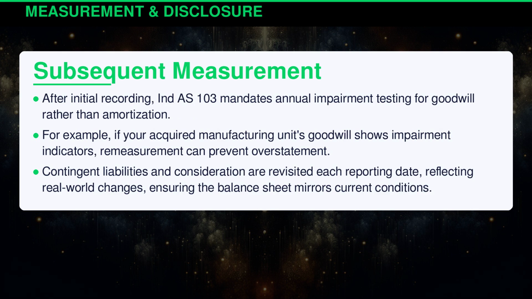After initial recording, Indian Accounting Standard 103 mandates annual impairment testing for goodwill, rather than amortization. For example, if your acquired manufacturing unit's goodwill shows impairment indicators, remeasurement can prevent overstatement. Contingent liabilities and consideration are revisited each reporting date, reflecting real-world changes, ensuring the balance sheet mirrors current conditions.